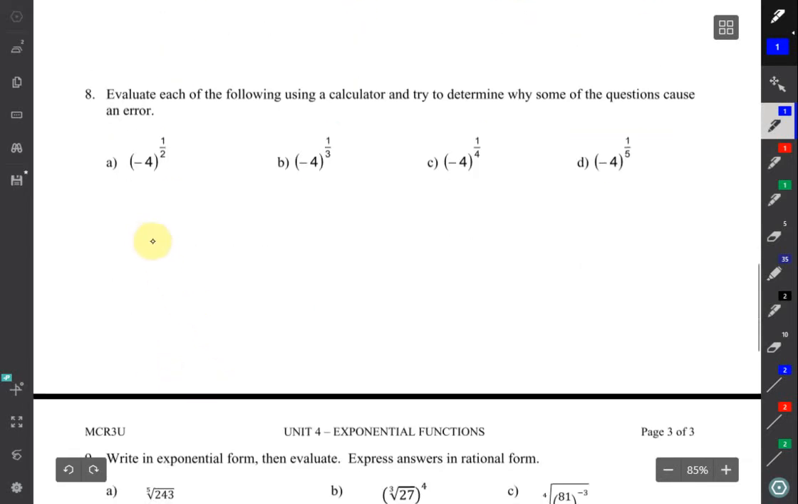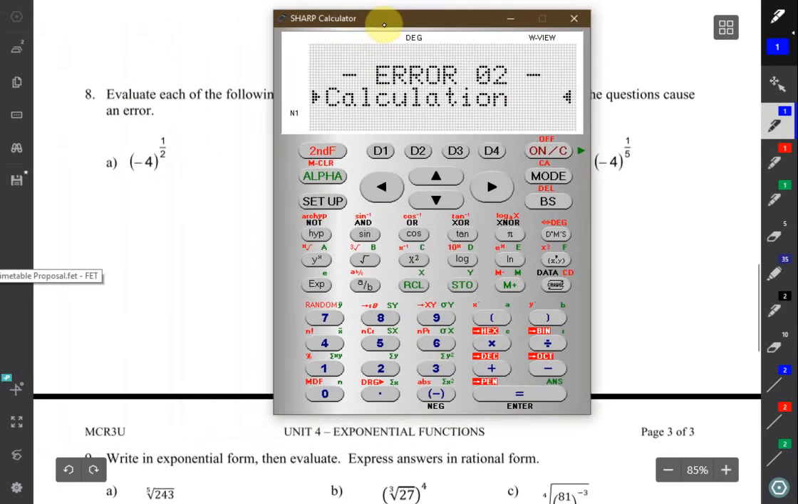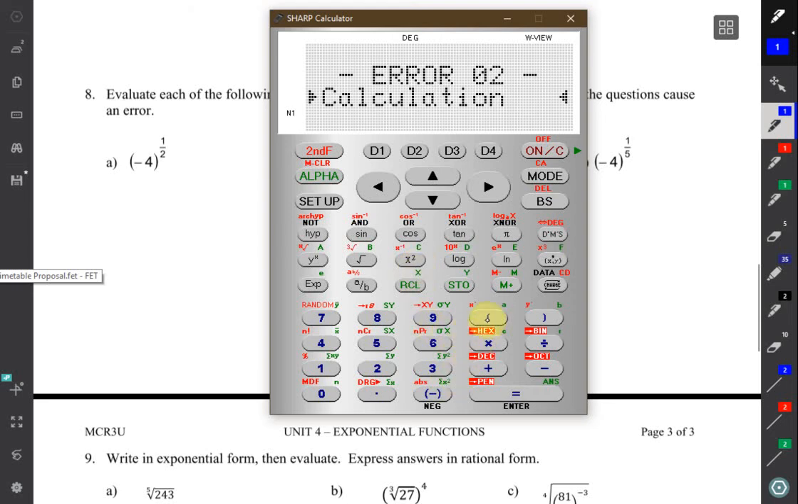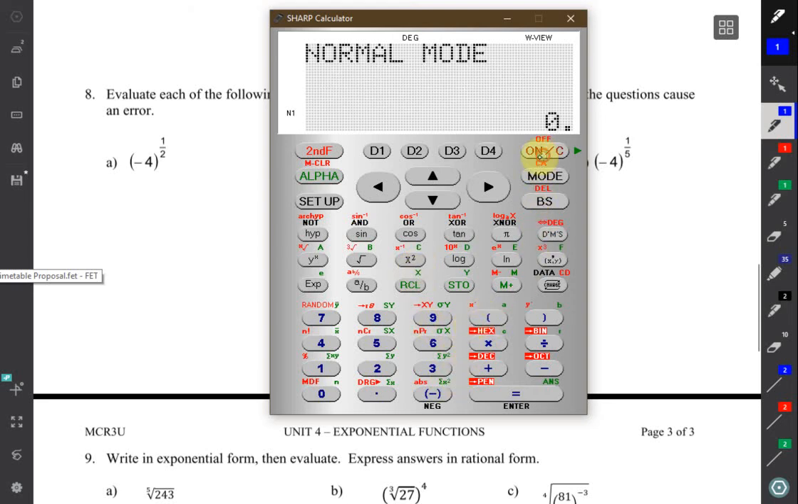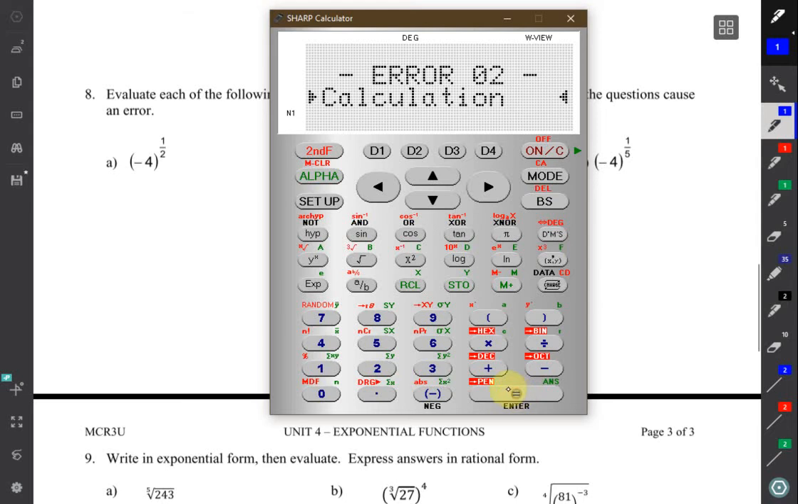Finally, looking down here, if you go through and try these questions, minus 4 to the exponent of 1/2 gives you an error.